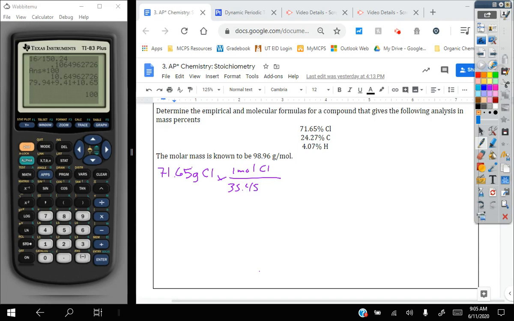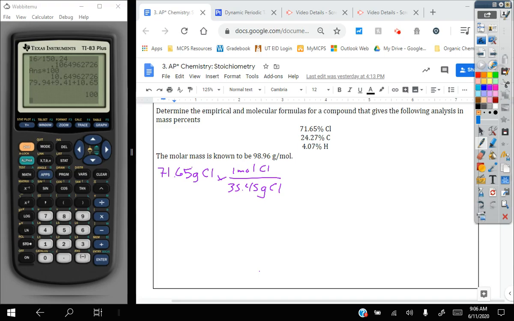Now, this is just a single amount of chlorine, not diatomic. I know that's a common mistake because you see chlorine and you say, oh, that's a diatomic element. I should divide this by 70.9 because that's the mass of chlorine times 2.